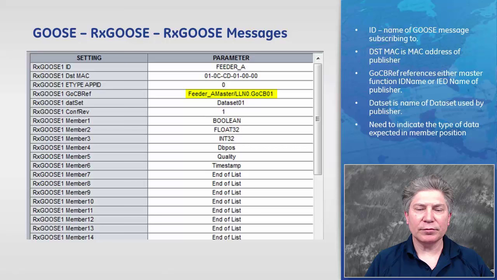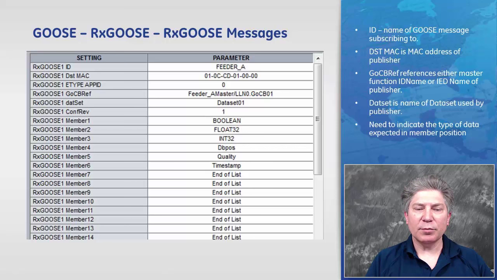In my example, master has a prefix of either the master function ID or IED name. So depending on the programming in the server configuration of the publisher screen, this is the word that we're going to put in front of the master. This is then followed by the forward slash LLN0.GOCB01. Okay, so we have to keep that naming convention. It's very important that we get this right.